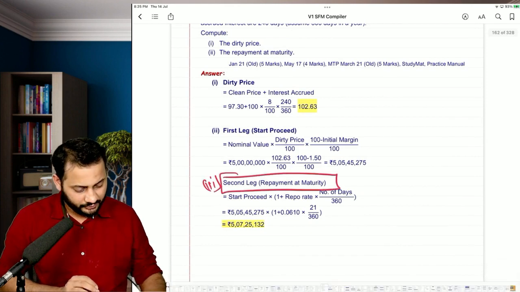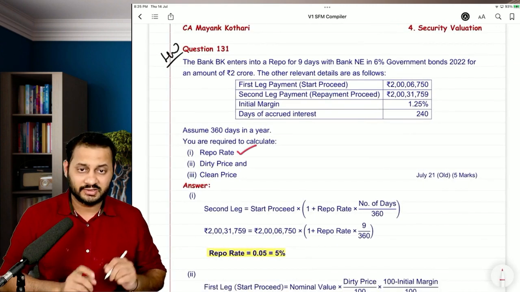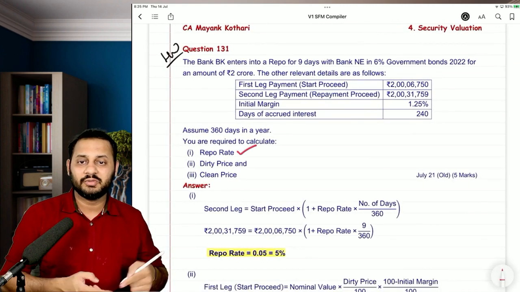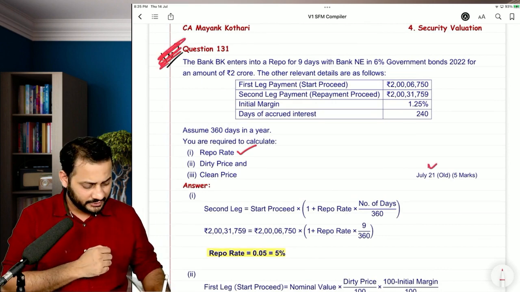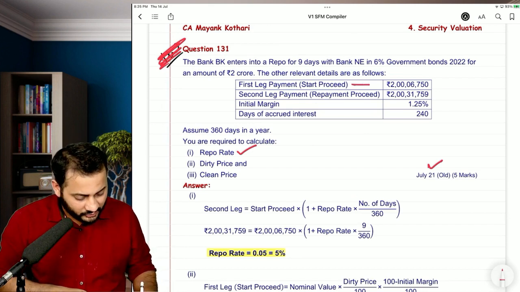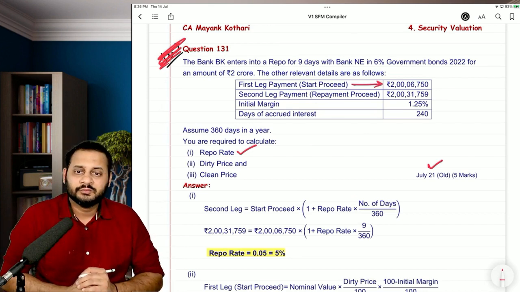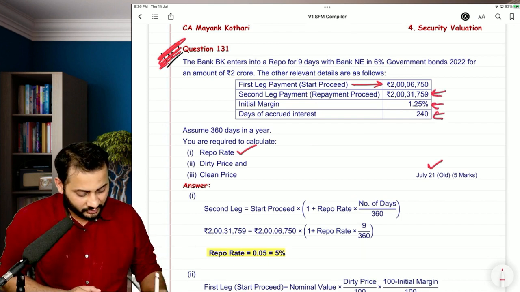Got it? Similar question. And 131 is easy. You have to calculate the repo rate. This is the reverse calculation. Please understand. Let's not take it as homework. Let's solve it, because this was asked in the exam July 21, and this is a reverse calculation. First leg has already been given to you, right? Second leg is also given to you. Initial margin is also given to you, and days of accrued interest are also given to you.